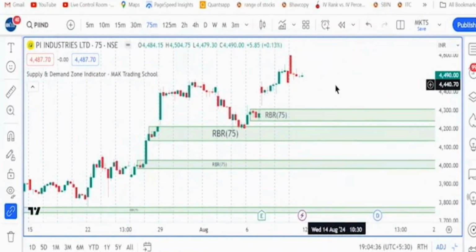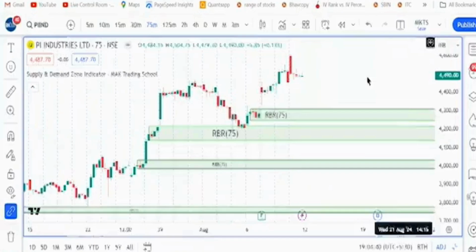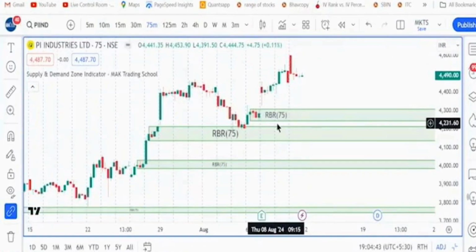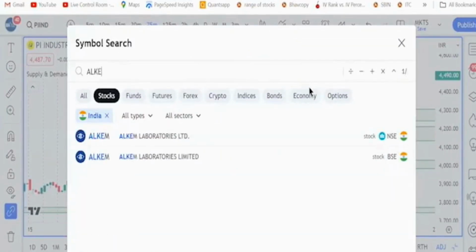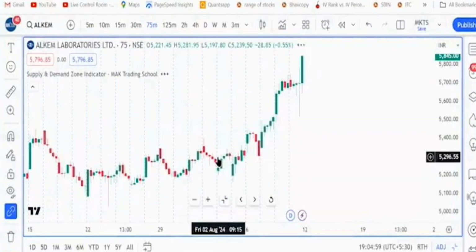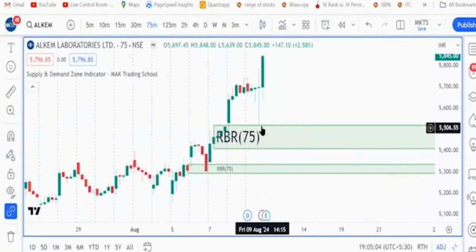Another trade was Alchem Labs. Suraj, the 75 that shows is a time frame. It is telling you it is a 75-minute chart. Each candle is for 75 minutes of trading activity. So Alchem Labs, 75 minutes, a student trade: rally base rally identified by the indicator. He took an aggressive entry, still holding, but it has easily gone beyond 2:1.